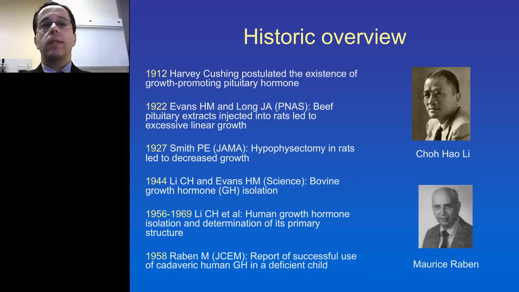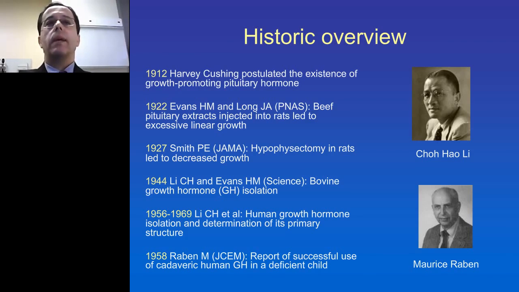And it was not until 1944 when growth hormone was isolated, initially the bovine sequence, and then in the 1950s and 60s, finally the human growth hormone was isolated and characterized by Choh Hao Li and his team. Maurice Raben in 1958 was a pioneer who isolated human growth hormone of cadaveric origin and reported its successful use to promote growth in a child who was growth hormone deficient.